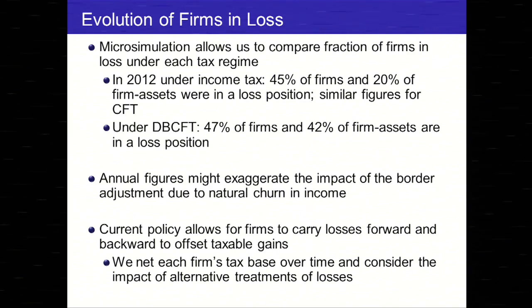which means that we need to think more about this. I do want to highlight that annual figures by themselves are probably not the best way to look at this. There's a natural churn in income. Firms do move in and out of loss just as a consequence of the business and when their income is measured. And so what we want to think about is actually in an aggregate sense what's happening to these firms.